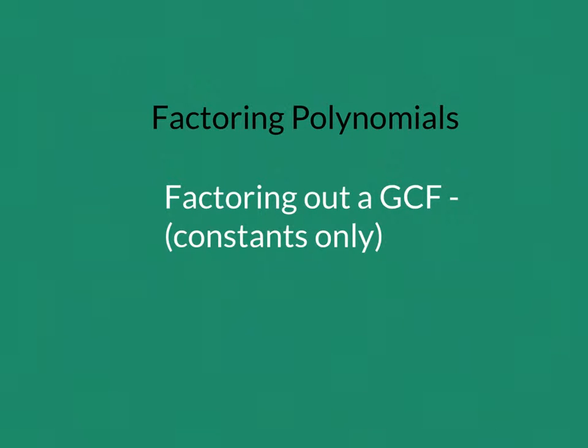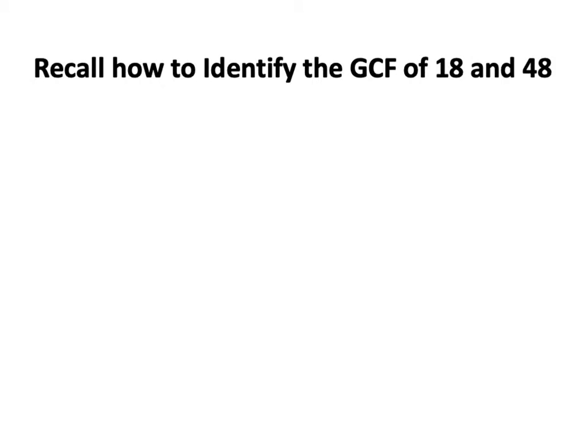In this video we're going to examine how to factor polynomials. Specifically, we're going to look at the easiest case, which is factoring out a greatest common factor, and we're only going to do it with constants, which means it's plain old numbers. We'll get progressively more challenging problems in later videos. So let's start by looking at how we find a greatest common factor.